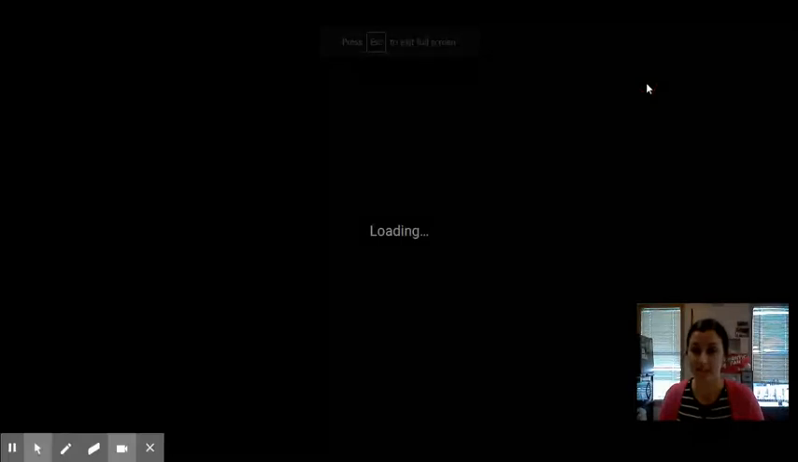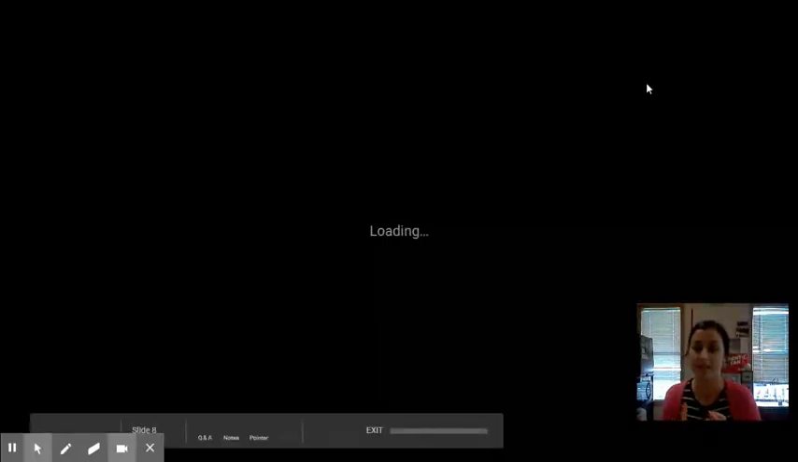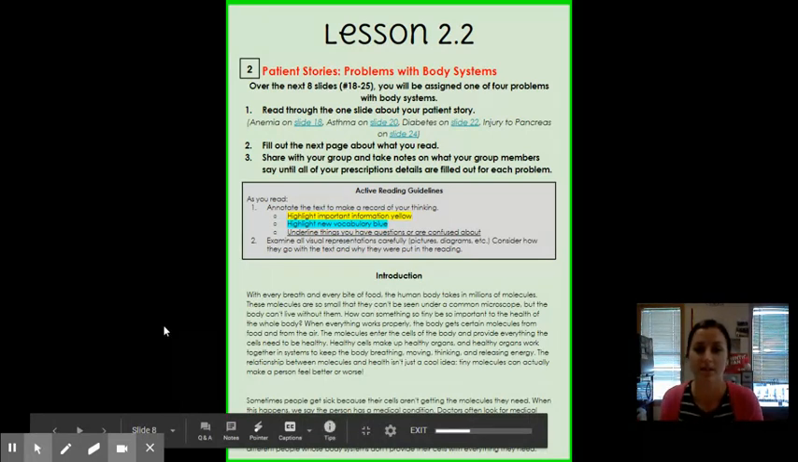We read the introduction together, so I will read it here for you. There are 4 conditions to choose from: anemia, asthma, diabetes, and issues with the pancreas, which helps us digest. With every breath and every bite of food, the human body takes in millions of molecules. These molecules are so small that they can't even be seen under a common microscope, but the body can't live without them. How can something so tiny be so important to the health of the whole body?